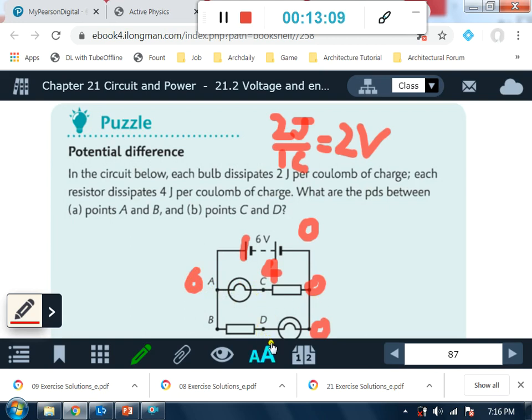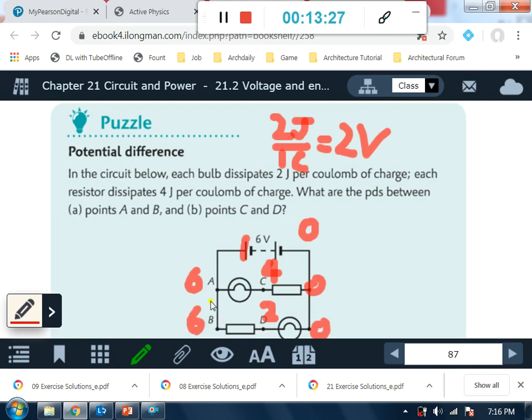How about path BD to 0? D will be 2 volts. For the light bulb, 2 volts, so D should be 2 volts higher than 0. So this one is 2. For the resistor, it will be 4 volts higher than D. So B should be 6.